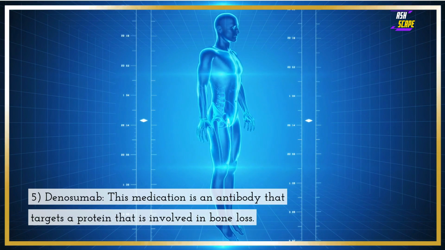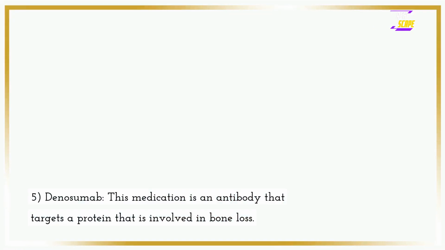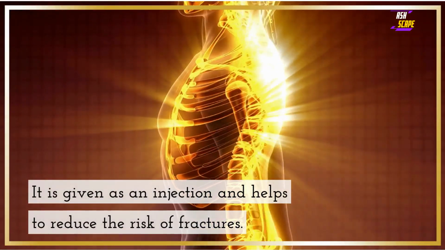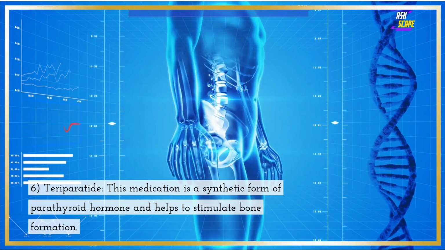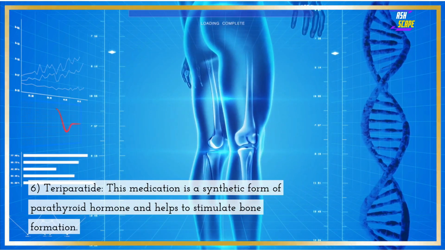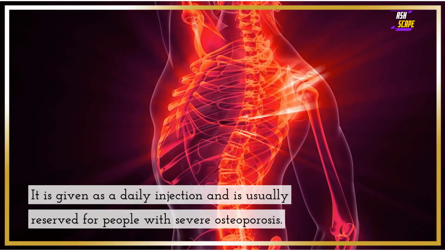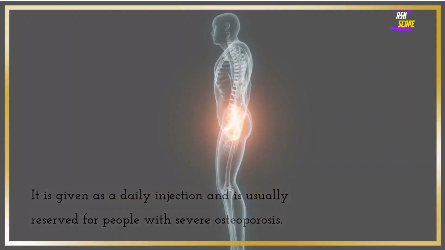5. Denosumab. This medication is an antibody that targets a protein that is involved in bone loss. It is given as an injection and helps to reduce the risk of fractures. 6. Teriparatide. This medication is a synthetic form of parathyroid hormone and helps to stimulate bone formation. It is given as a daily injection and is usually reserved for people with severe osteoporosis.